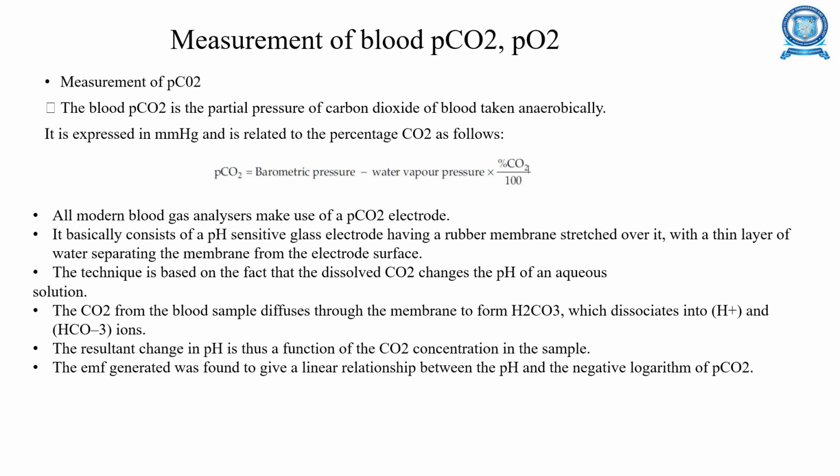Next is the measurement of blood PCO2 and PO2. Measurement of PCO2: it is expressed in mmHg, where PCO2 is barometric pressure minus water vapor pressure, times percentage of CO2, divided by 100. It basically consists of a pH sensitive glass electrode having a rubber membrane stretched over it. This technique is based on the fact that dissolved CO2 changes the pH of an aqueous solution, and the resultant change in pH is thus a function of CO2 concentration in the sample.